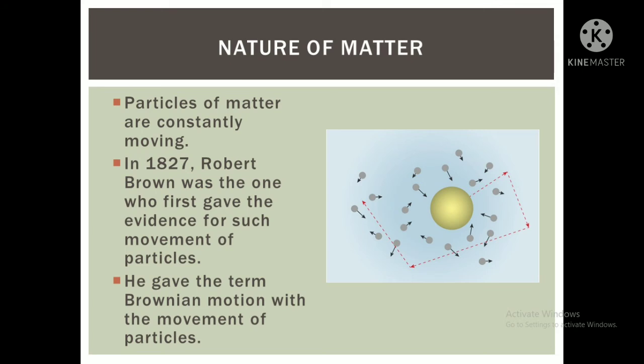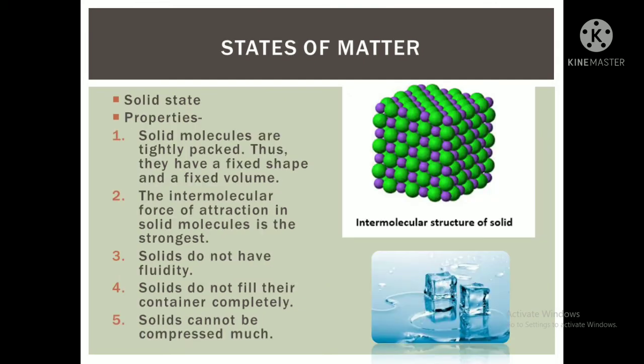Then he explained that water is composed of tiny particles which are moving very fast, and these fast-moving particles continuously strike against the pollen grain. So it moves in a zigzag. There he gave the term Brownian motion, which is the movement of the particles. This is also one nature of matter. Clear, students? Next we will study the states of matter one by one.